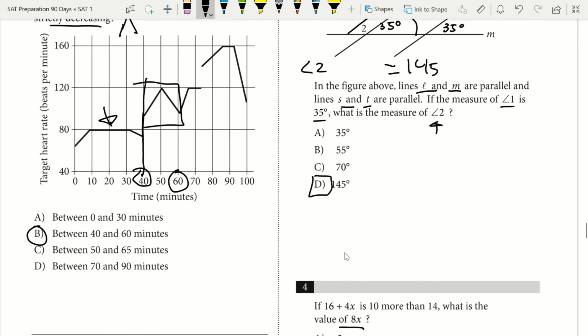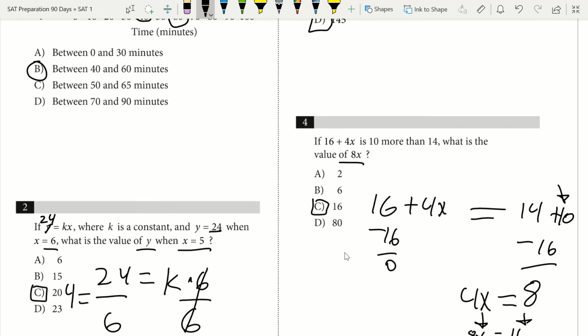So the next thing I'd be doing is any problems I hesitated on. The only one I really hesitated on was right here, number 4. That was: if 16 plus 4x is 10 more than 14. Okay, I see 16 plus 4x is 10 more than 14, so I have 10 plus 14 there. What's the value of 8x? Well, I subtract 16 from each side. 24 minus 16 is 8. 8 equals 4x. Double 4x to get to 8x, which means I have to double 8. Doubling 8 gives me 16. So that one is going to be correct as well. Okay, so I just checked that one.